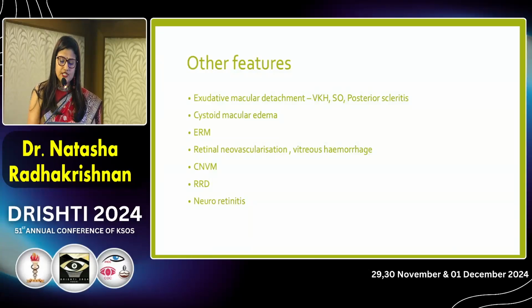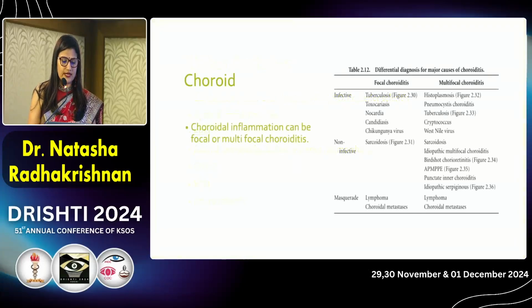So other features that you can look for are, is there exudative macular detachment? Is there cystoid macular edema? Is there an epiretinal membrane? Is there retinal neovascularization because of the occlusive vasculitis, or a secondary VH or pre-retinal hemorrhages? Are you looking at active choroiditis, or is it a choroidal neovascular membrane? Is there any detachment associated? Is there any neuroretinitis?